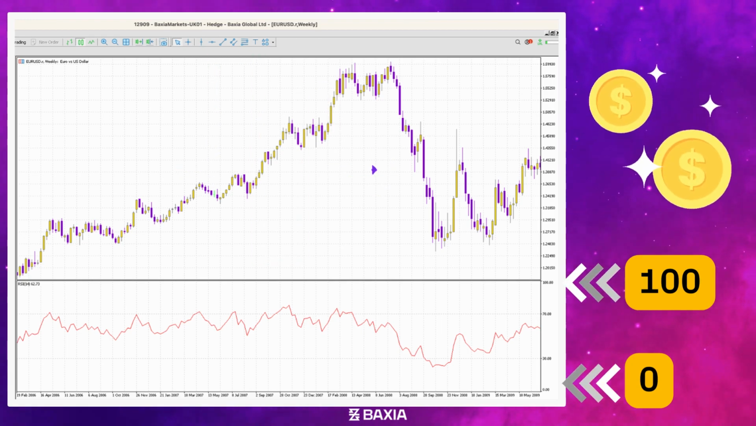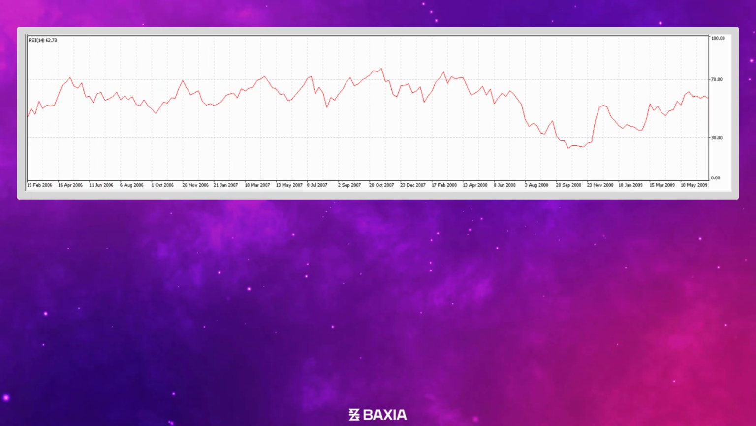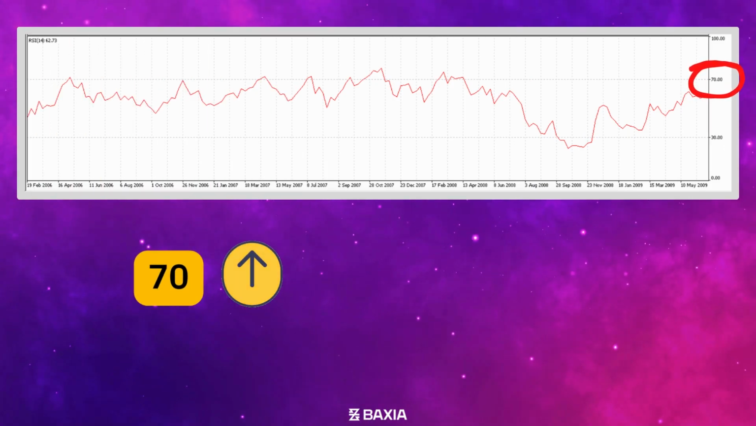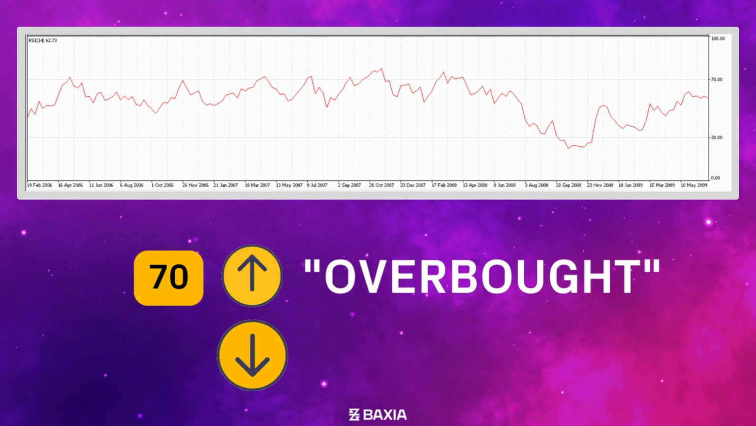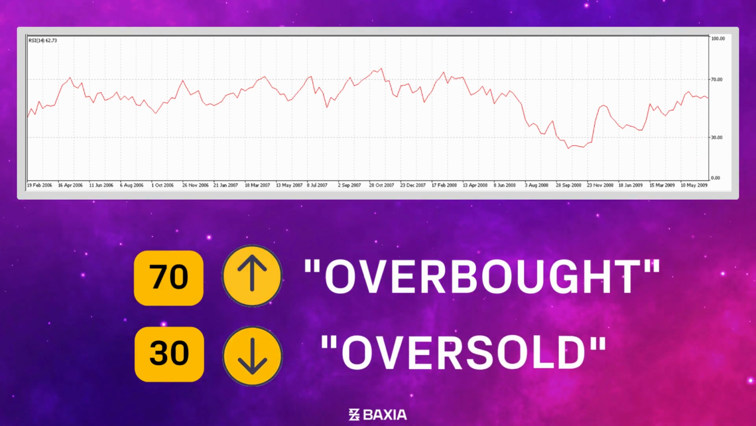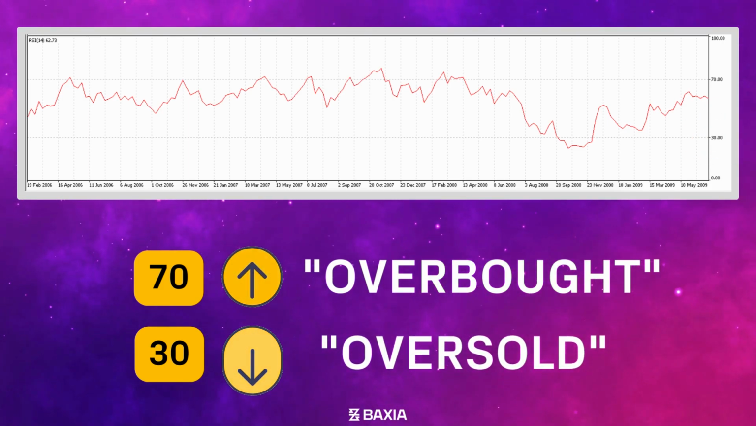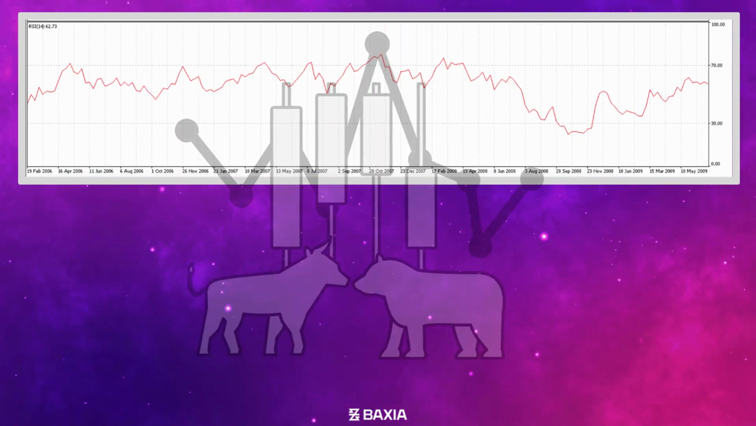the instrument's price movements. It should also be noted that when the RSI oscillates above 70, it is indicating the instrument is experiencing overbought conditions. When it oscillates below 30, it is indicating the instrument is experiencing oversold conditions. The Relative Strength Index can also be used to identify the general trend in the market.